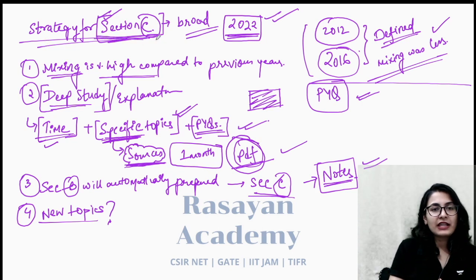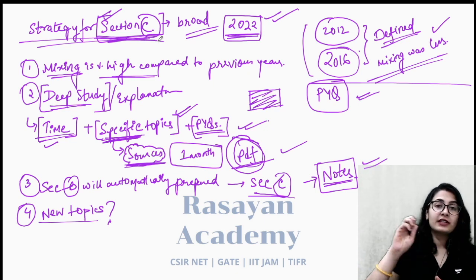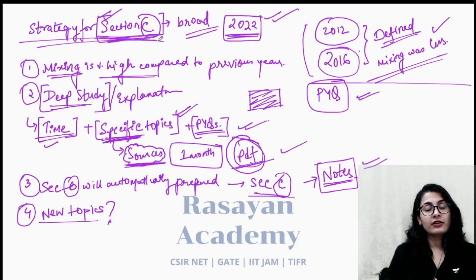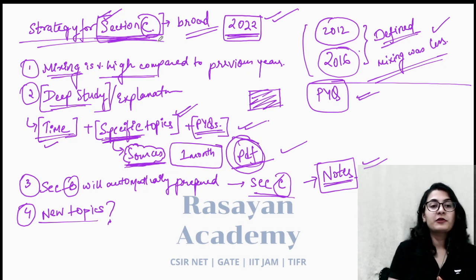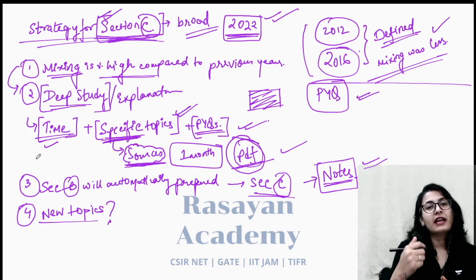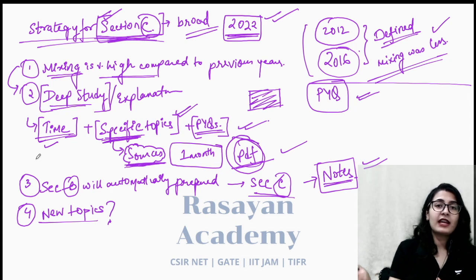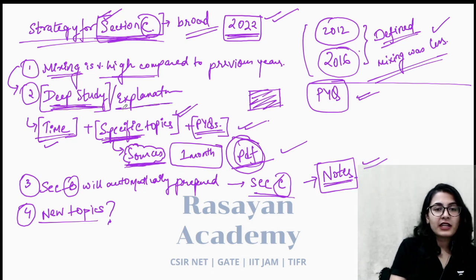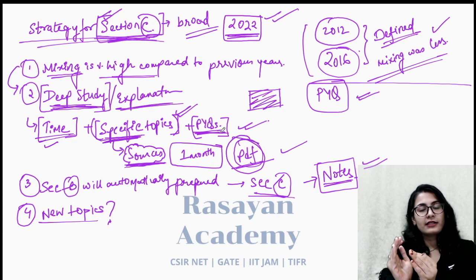So all things revised once again. Let's revise everything. The Section C strategy is, guys, first, the mixing is very high compared to the previous years. You are never going to know which concept is asked from where until and unless you are doing a deep study. There are many students who are able to say, ma'am, this question came from Carruthers, this question came from Clayton. How are they able to say? They have done their deep study, they have taken time to study from those books, isn't it? So deep study is very important. Explanations are very, very important this time. And select specific topics and do previous year questions. Your one topic is complete.